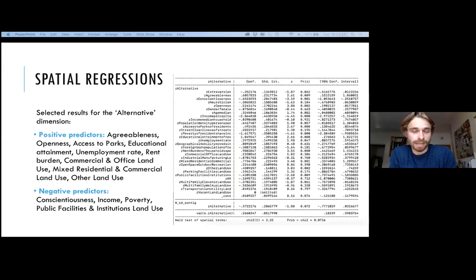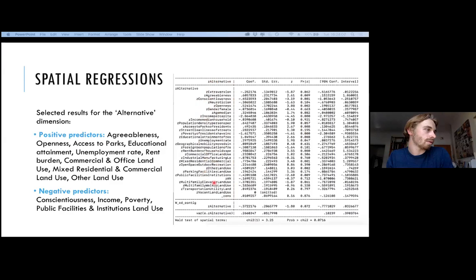To account for this, we instead applied a spatial weight matrix and conducted a spatial lag model, which is a form of spatial regression. This allows us to produce unbiased estimates of the coefficients and significance of our predictor variables. I'm sorry for the very messy output table. This is a work in progress. But essentially you can see here, just for the dimension of alternative, the range of different personality traits first, then demographic variables, and then as we move down, land use data.